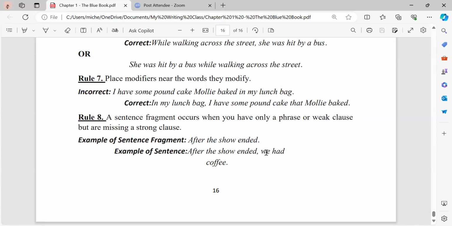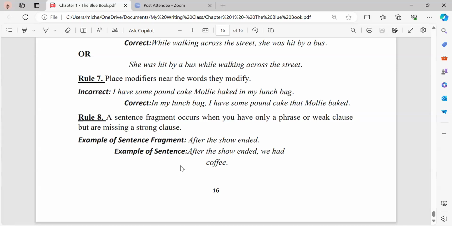After the show ended, we had coffee. And the words we had coffee right here are a strong clause, meaning that it can stand on its own, or we can say it's an independent clause. But when a strong clause is added with the word after, then it will become a weak clause and it cannot stand on its own. Therefore, we need to add a comma, then the strong clause. I think I've said this before. If we place the weak clause first, we should add a comma and add the strong clause. But if it's the opposite, then we should just do it that way.